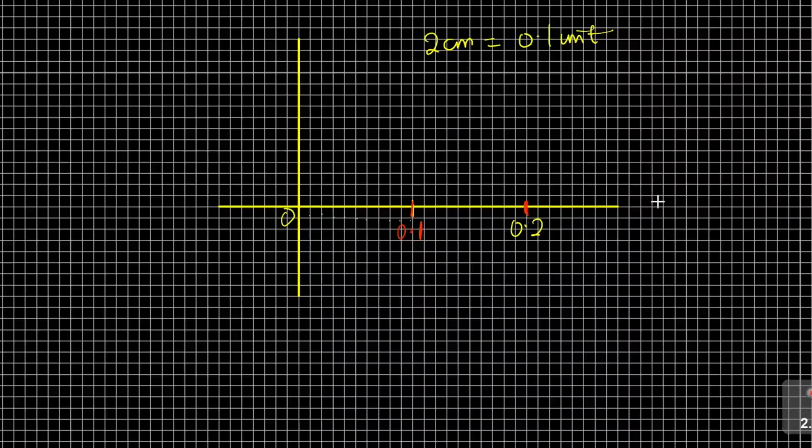That's how it is. Now, let me explain one more thing. If you say that 2 cm is 0.1, it simply means that 10 lines is what? 0.1 divided by 10. If you divide by 10 on both sides, you have 0.01, right?